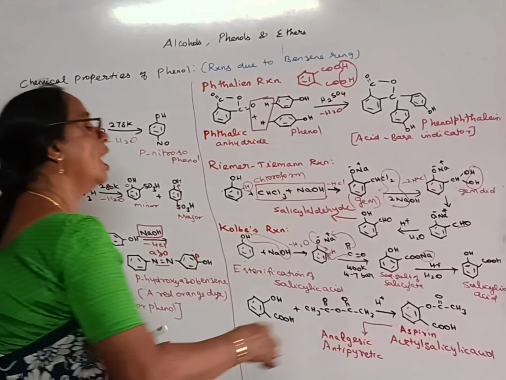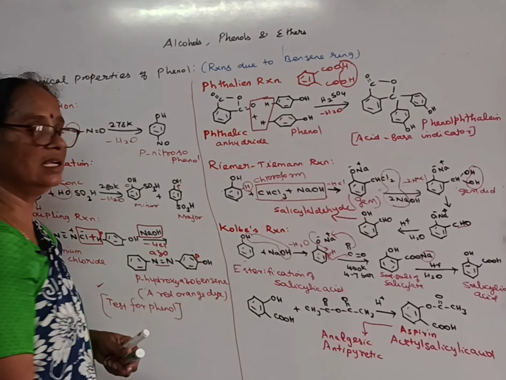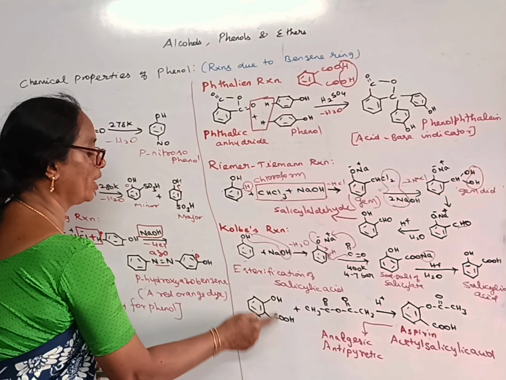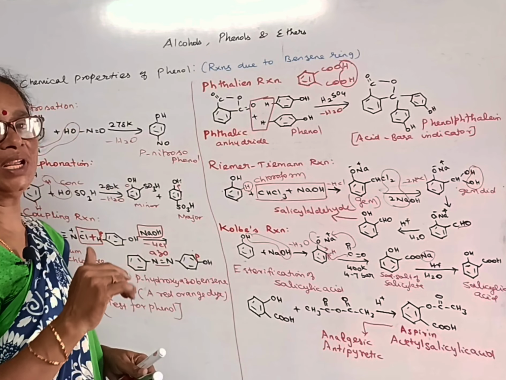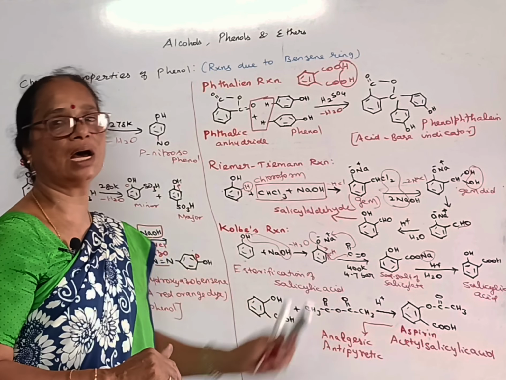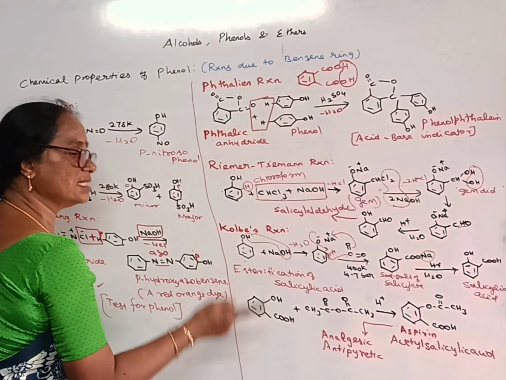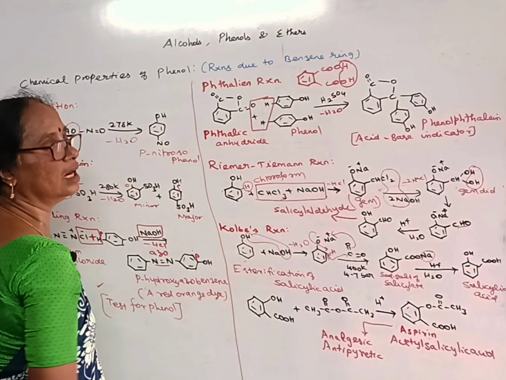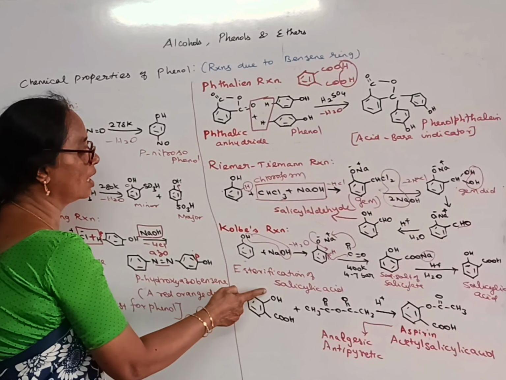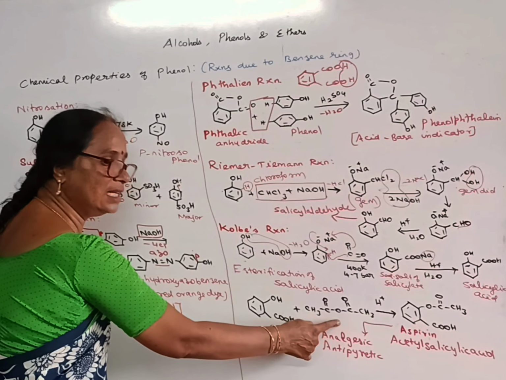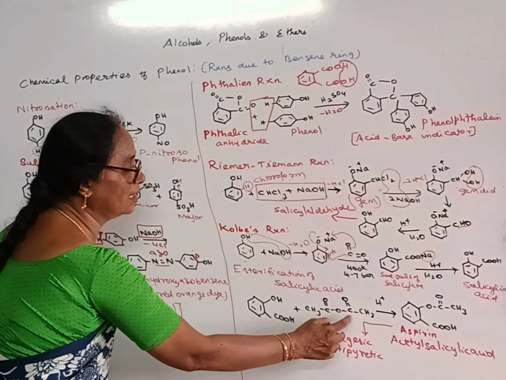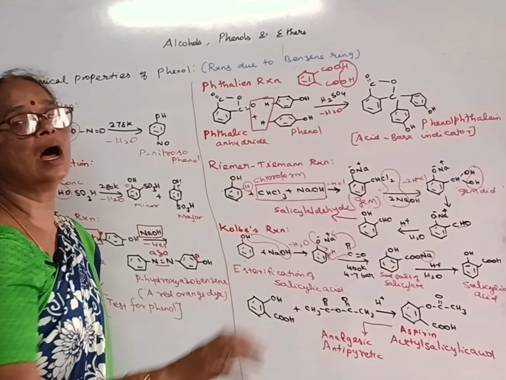Next one, how this salicylic acid undergoes esterification. Salicylic acid has both OH and COOH. Esterification is possible with one alcohol and one acid, or one acid with one alcohol. In this salicylic acid, you have both the acid as well as the alcohol. So it depends on where the reaction is to take place. Whether at the alcohol, you have to take the acid derivative, or if you want the reaction at the carboxylic acid, then the incoming reagent must be an alcohol.